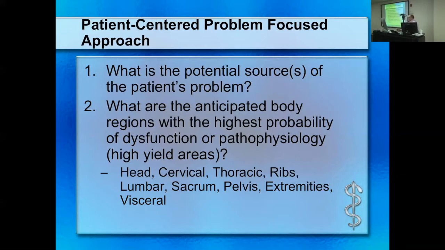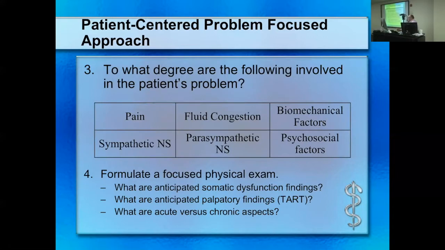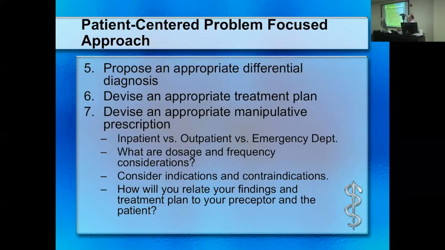All right, back on track, because sometimes my students remind me I need to focus. So what are the anticipated regions, the highest probability of dysfunctions? The degree to which you're going to follow the patient's problems, key areas, and then you formulate your plan, your examination using your TART findings, chronic, and all that good stuff.